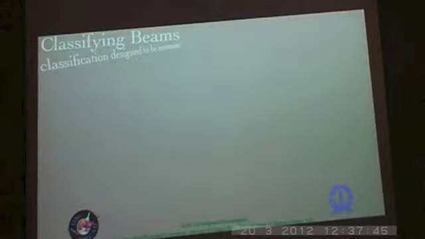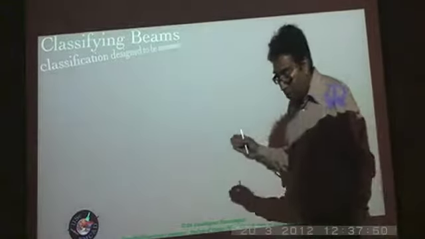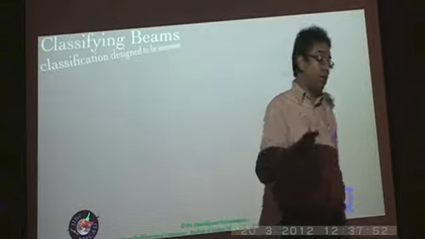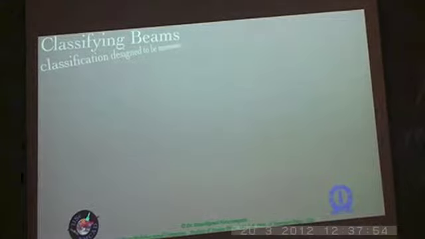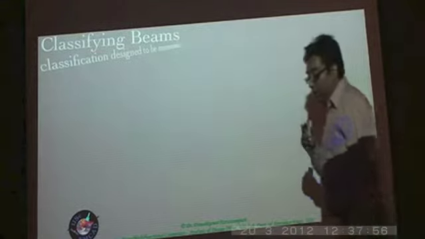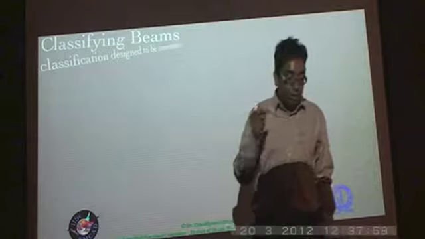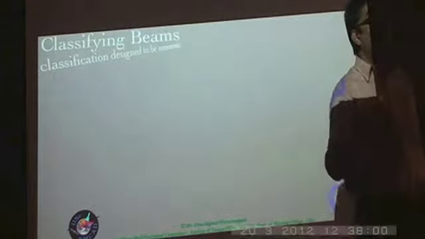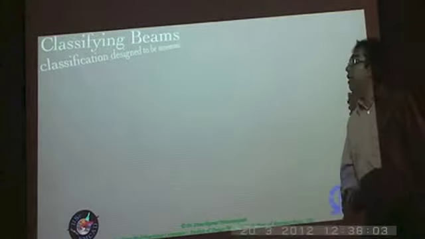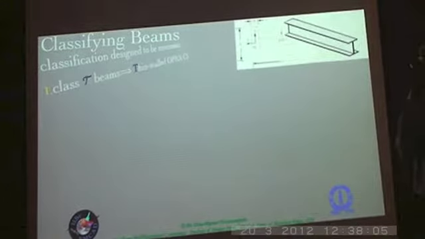Okay, so let's go ahead with this classification. As I said, it's based on asymptotics, but the way we name it is also quite easy to remember, because there's an association between the name of the class of the beam as well as what it actually is. So the classification is designed to be a mnemonic.